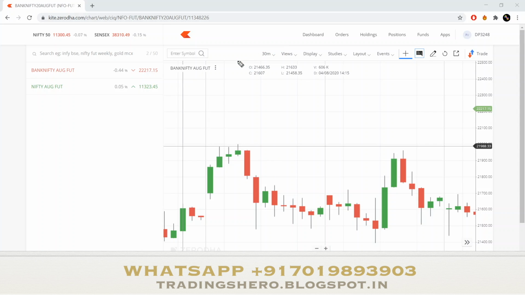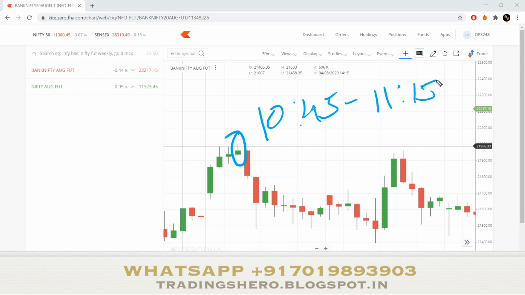And after putting the 30 minutes candle chart, what you have to observe is the fourth candle in a day which is formed at the 30 minutes timeframe. That fourth candle is the one at 10:45. So you need to observe this 10:45 candle.